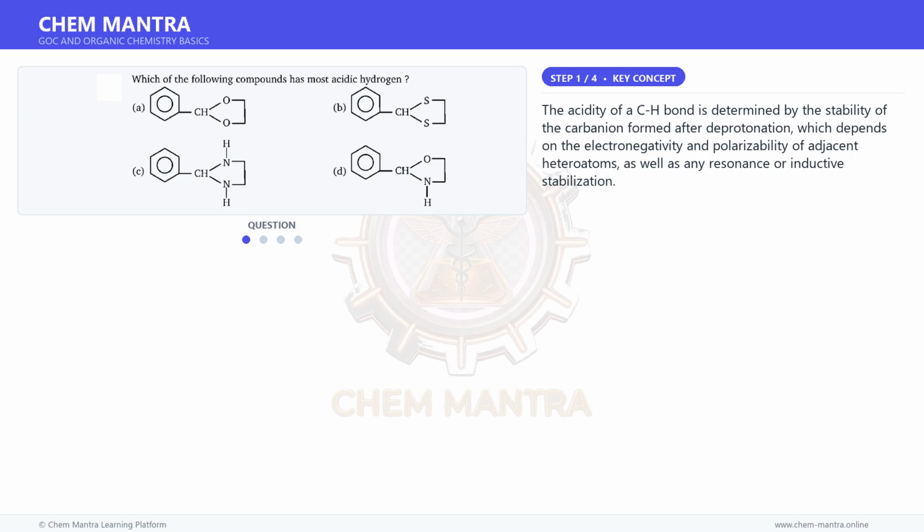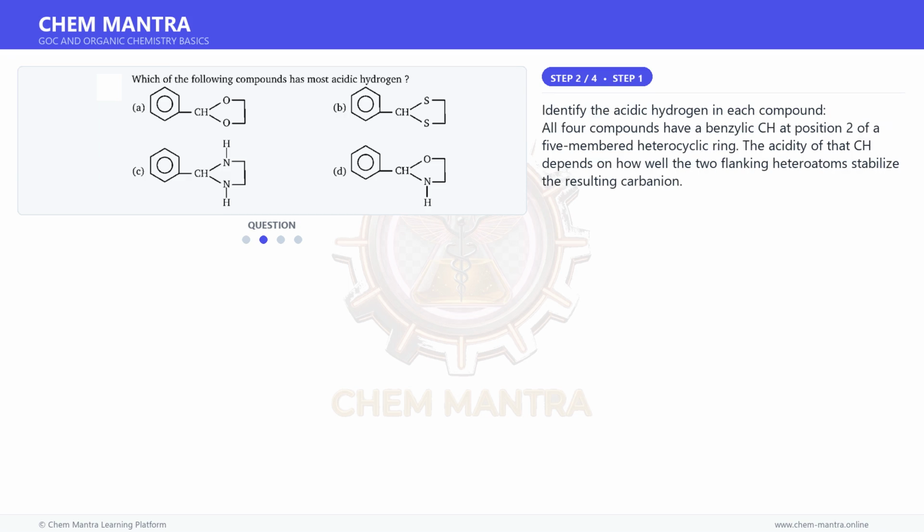The acidity of a C-H bond is determined by the stability of the carbanion formed after deprotonation, which depends on the electronegativity and polarizability of adjacent heteroatoms, as well as any resonance or inductive stabilization.